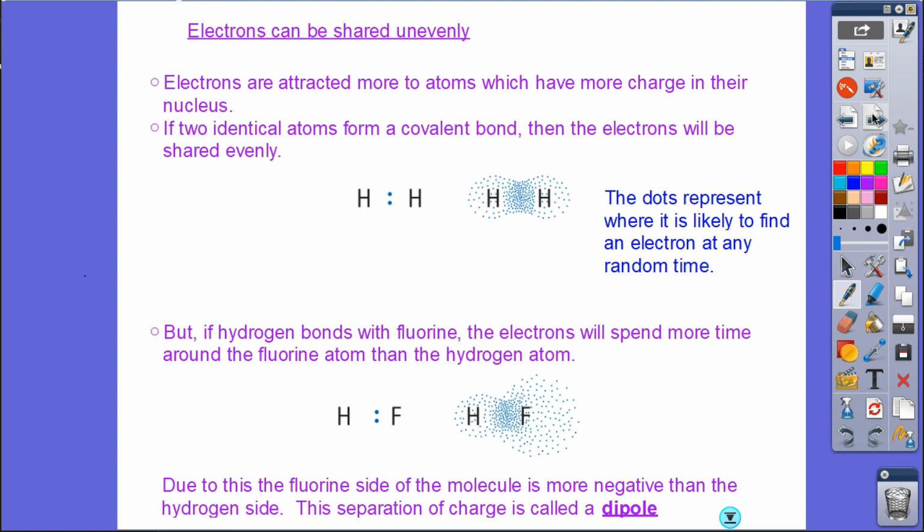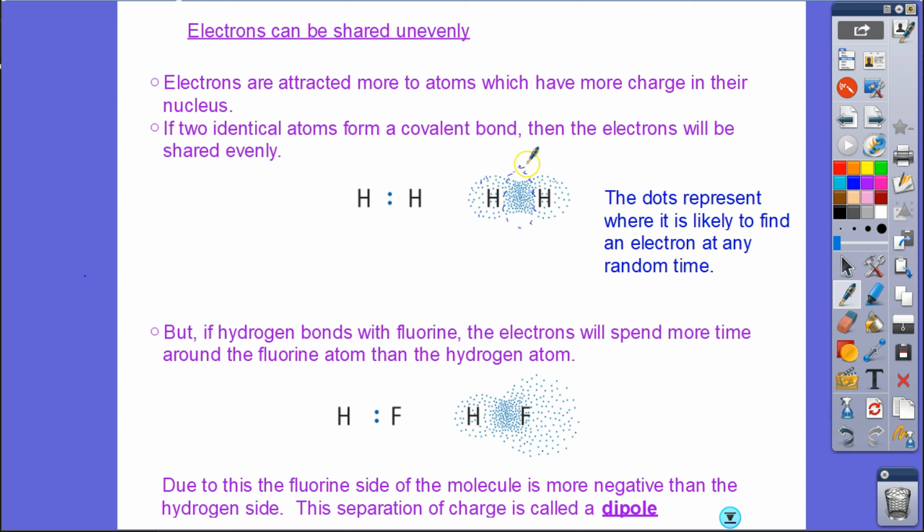So when two atoms are the same and they experience a covalent bond, the distribution of electrons looks something like this. You'll usually find electrons in between the atoms, but sometimes you can find them out here, sometimes you can find them out here. Electrons are really weird. It's hard to pin down where they are. All you can really do is describe regions in space where it's most likely that they are.